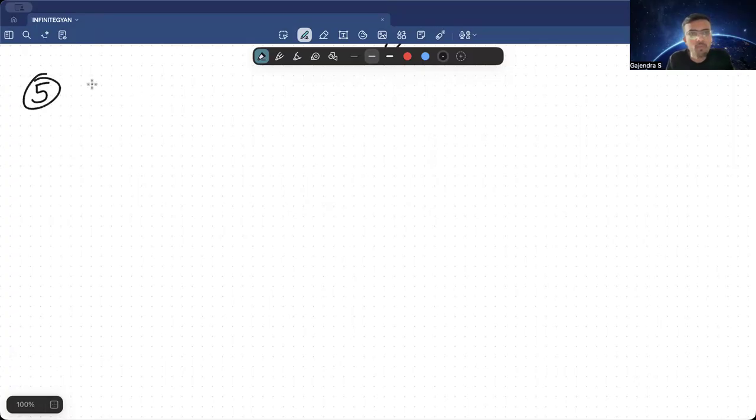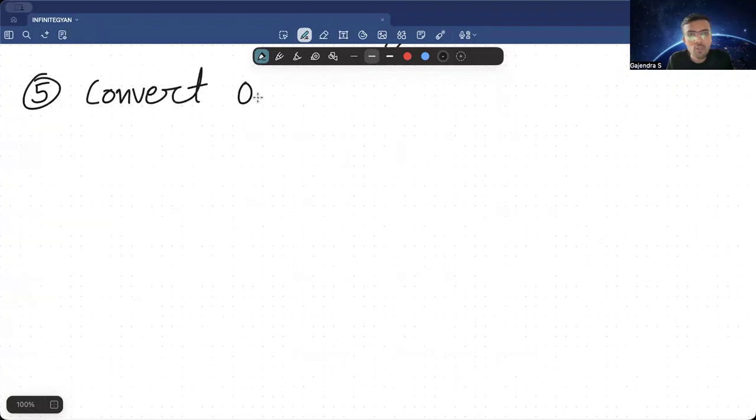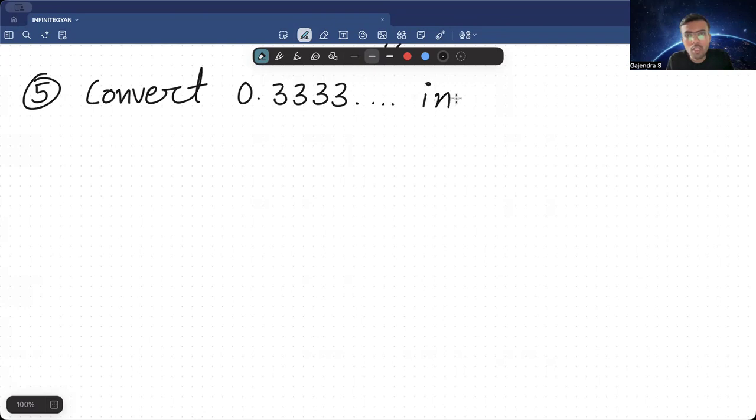So if I have a question something like: convert 0.3333 dot in to P by Q form, where Q should not be equal to 0, right? So we have to convert this into P by Q form.